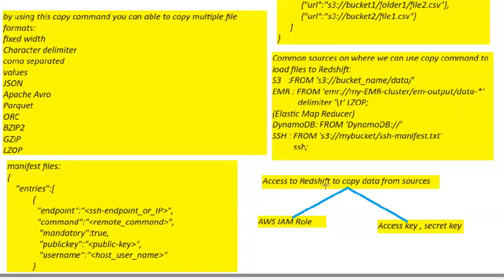So coming to access to Redshift to copy data from your sources. How do we provide access to Redshift? To copy the data which is present under your sources, there are two ways: that is, an AWS IAM role, and by using an access key ID and secret key ID.